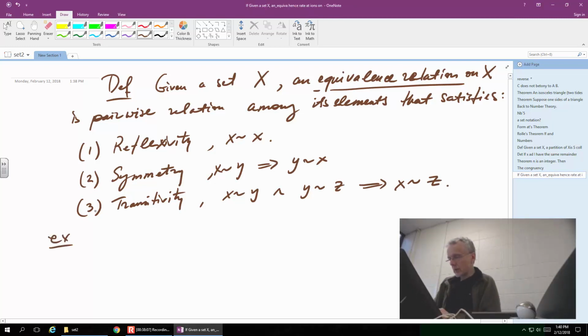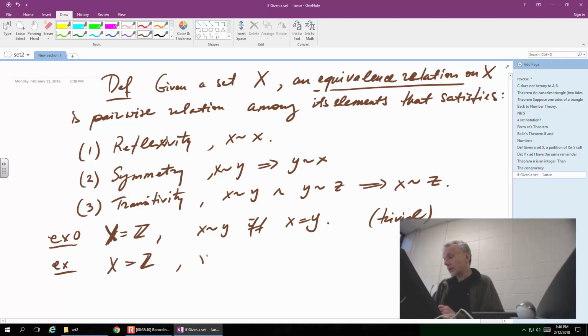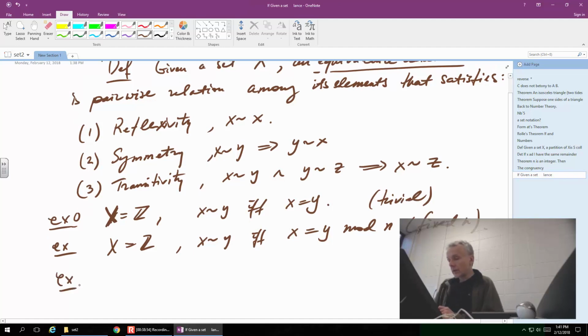Okay, so example zero: the set X is Z, the integers, and we define X equivalent to Y if X is equal to Y. So two numbers could be equivalent only when they're equal to each other. That is the trivial example of an equivalence relation. And the second example, we already have: X still in Z, but X equivalent to Y if X is congruent to Y mod n, for a fixed n.